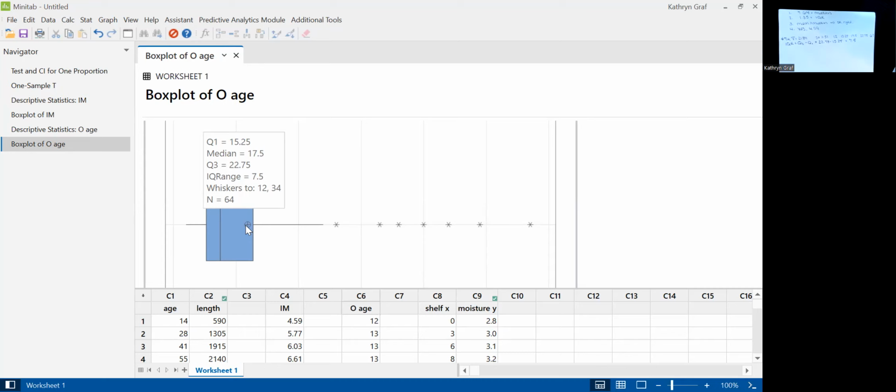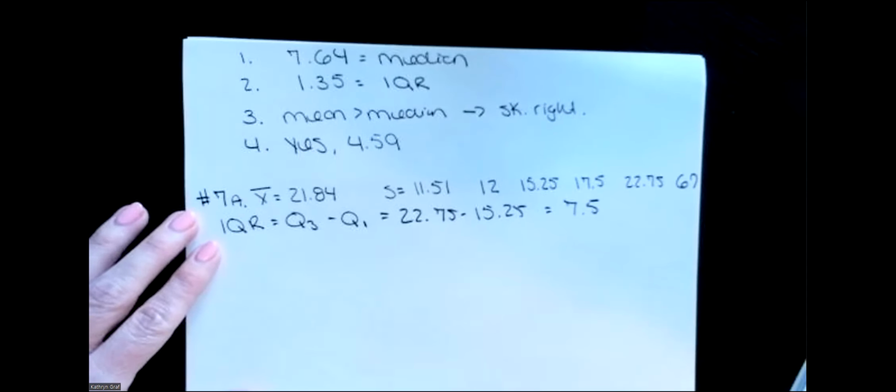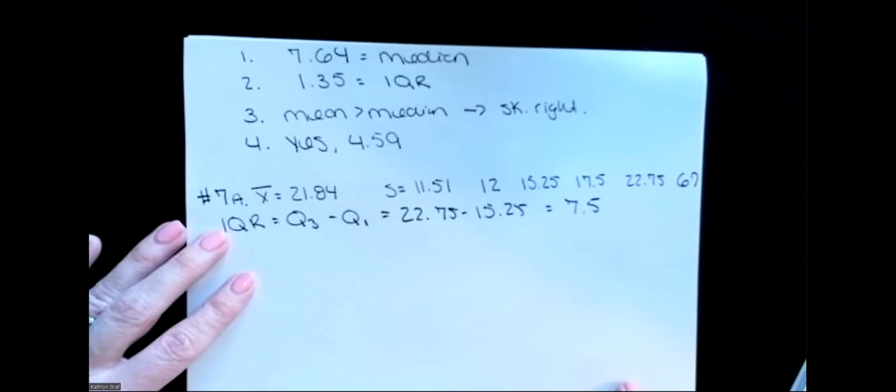Now I'm going to multiply that times 1.5, and I'm going to hang on to that number. So it's 11.25, and I'm going to hang on to that number because I want to plug that in to getting my fences. So I'm going to leave the Minitab here, and we can always come back to it if we need to, but just so we can see this on the big screen.